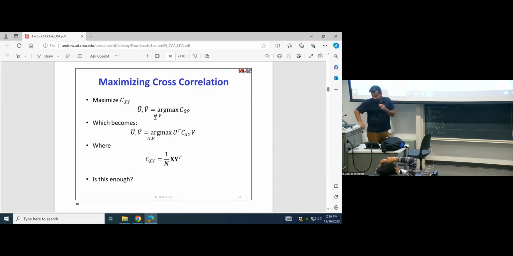So I'm going to stop here. Is there any question? All we're doing is we're maximizing the cross correlation. We never really looked at cross correlation in our previous methods.